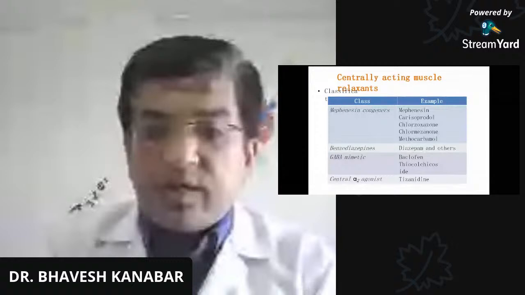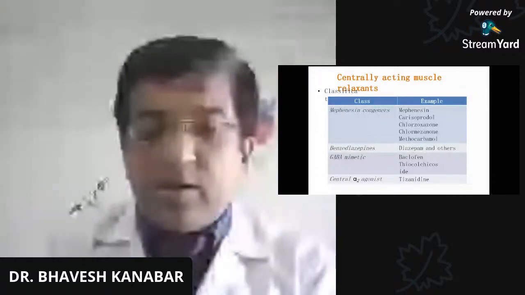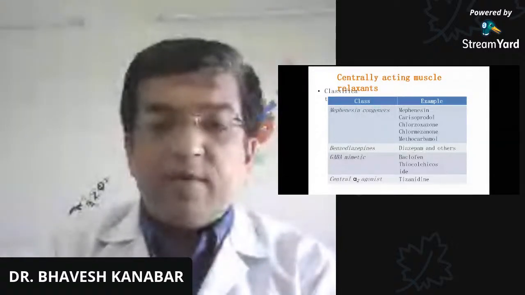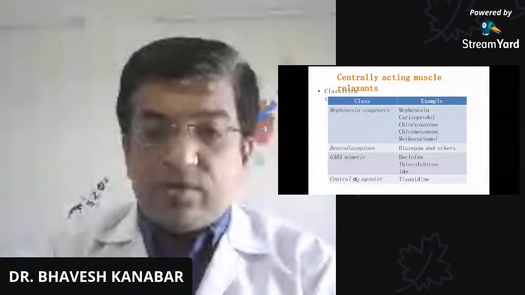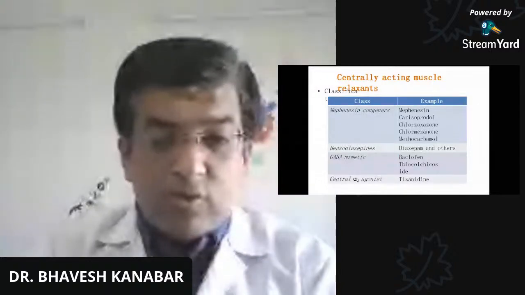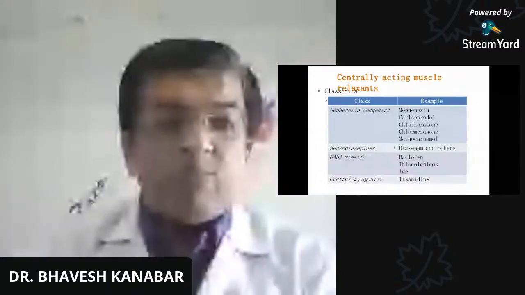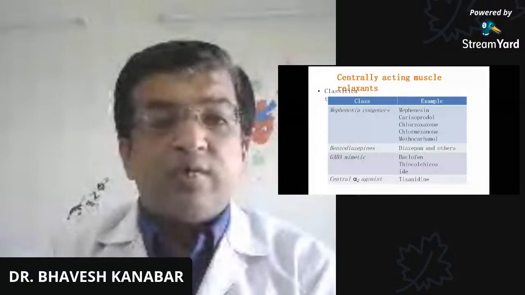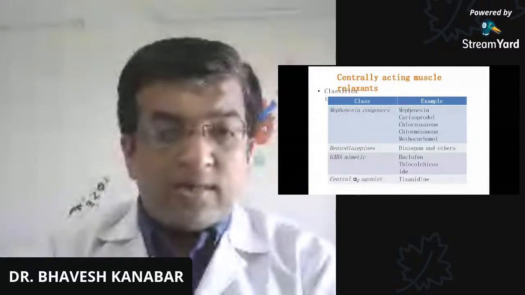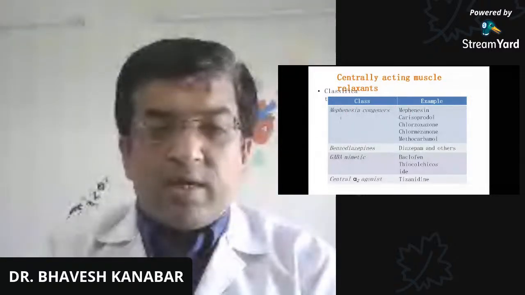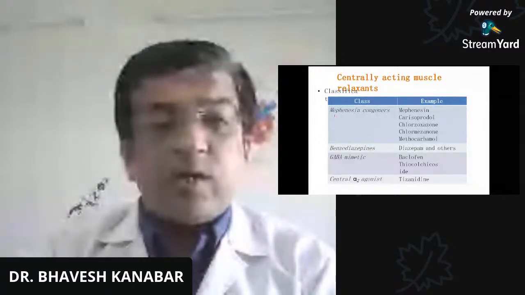Jaimin, centrally acting given orally and peripherally acting given IV. Very nice. Peripherally IV, yes. Okay. So we are now going to see the names of the centrally acting muscle relaxants. Class and example, you can remember directly, or by class you can remember easily.